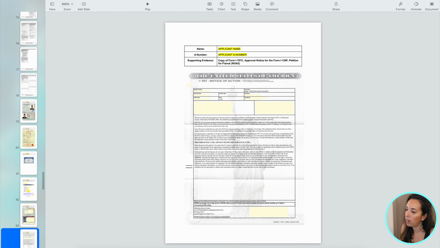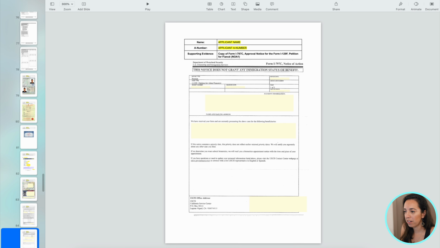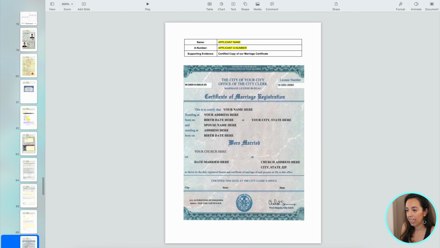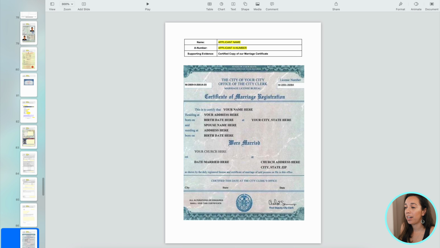Next, we included a copy of our NOA 2, and then a copy of our NOA 1. Then we added our K-1 FTP NVC letter. And finally, we included another certified copy of our marriage certificate. So that's the I-765 form supplementary documents. And with that form submitted, you should gain authorization to work in the USA before your green card arrives.